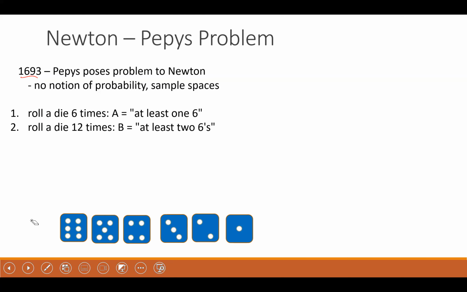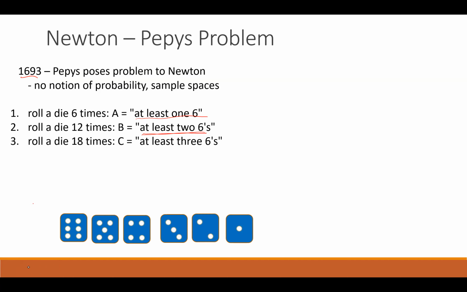Specifically, the question posed to Newton was, which has the greater probability? I get at least 1 six on 6 die rolls, I get at least 2 sixes on 12 die rolls, or I get at least 3 sixes on 18 die rolls. Okay, so that's the problem he posed, and Newton guessed correctly. Pepys was wrong, but they both didn't do it correctly. So Newton got to the right answer by accident.